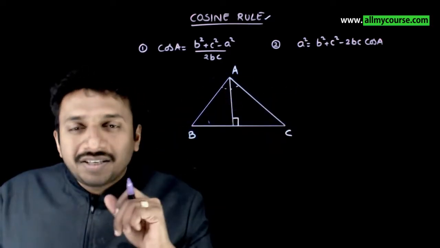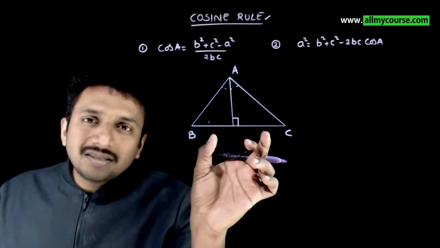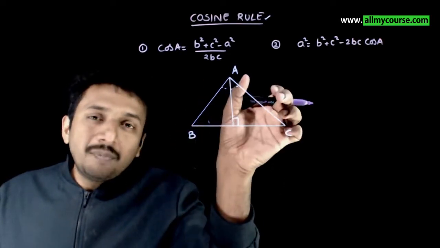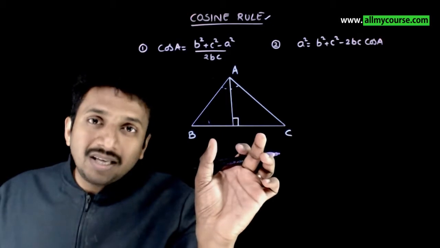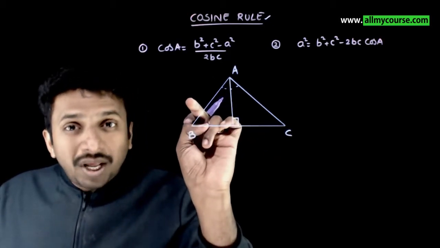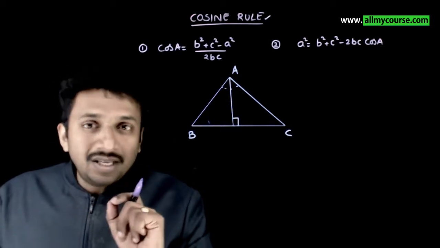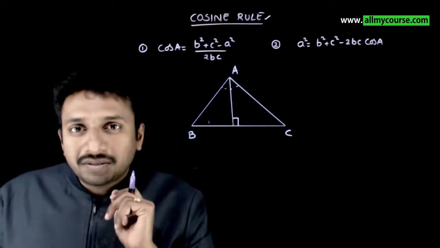So cos of angle A is equal to b square plus c square, the sum of squares of adjacent sides, minus the square of the opposite side, b square plus c square minus a square, divided by 2 times the product of the adjacent sides. So this is what the cosine rule says.